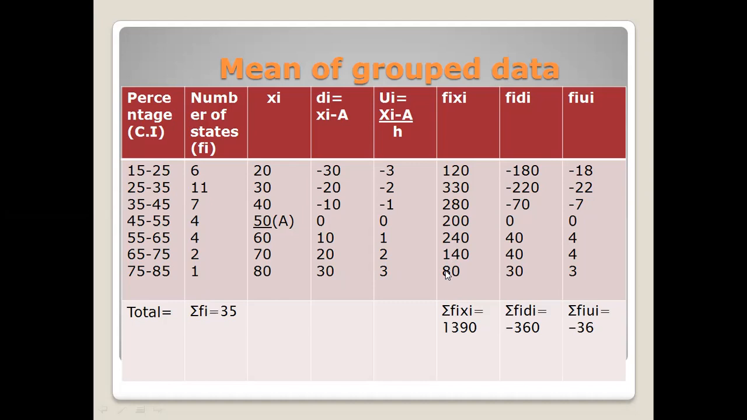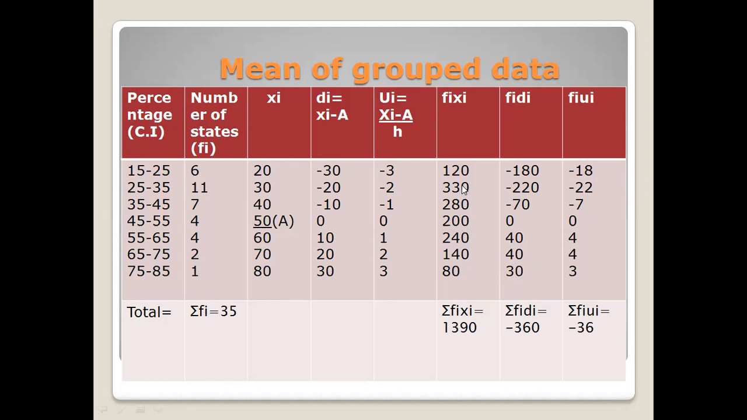So the fi xi column for the direct method is completed. Now for the deviation method, we have to find the fi di column. The di column is already here and fi is here; multiply both. 6 into minus 30 is minus 180. 11 into minus 20 is minus 220. 7 into minus 10 is minus 70. 4 into 0 is 0. Then 4 into 10 is 40. 2 into 20 is 40. And 1 into 30 is 30.